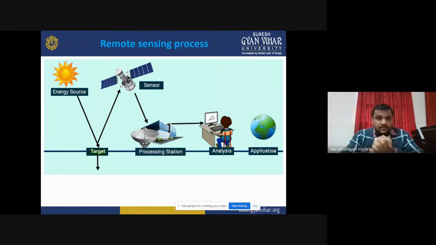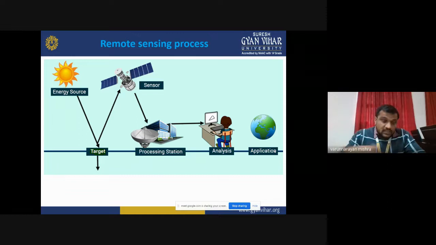All of you are very well aware of the remote sensing process. In the remote sensing process, we should have an energy source, and the sun is a natural energy source. The energy that is coming from the sun in the form of electromagnetic radiation, when it reaches the earth surface or when it interacts with the target on the earth surface, there are three kinds of mechanism: either it will be reflected, absorbed, or transmitted.